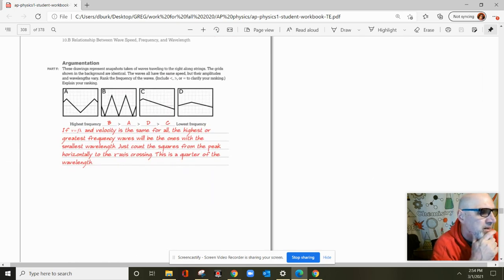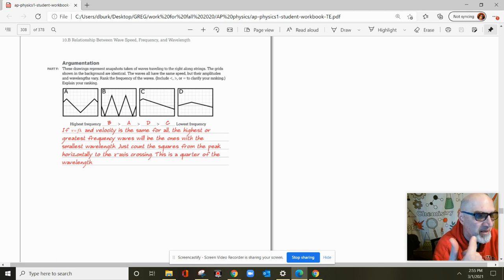These drawings represent snapshots taken of waves traveling to the right along strings. The grids shown in the background are identical. The waves all have the same speed, but their amplitudes and wavelengths vary. Rate the frequency of the waves. Okay. They're saying B is the highest frequency, and that's because the little points are closest together. So high frequency means short wavelength, which means since they all have the same medium, they all have the same speed. So short wavelength, high frequency. So B, and then A would be the next one. And then you can see D is greater than C.